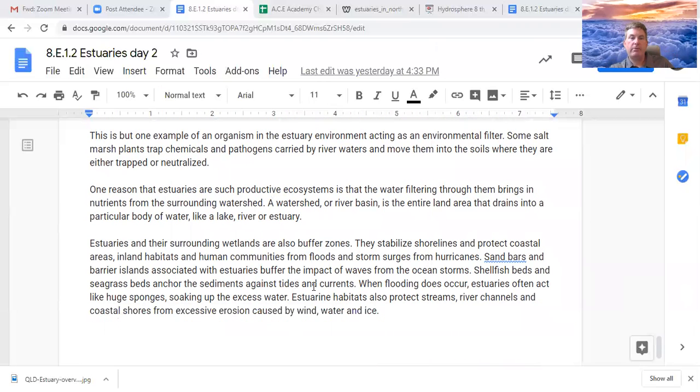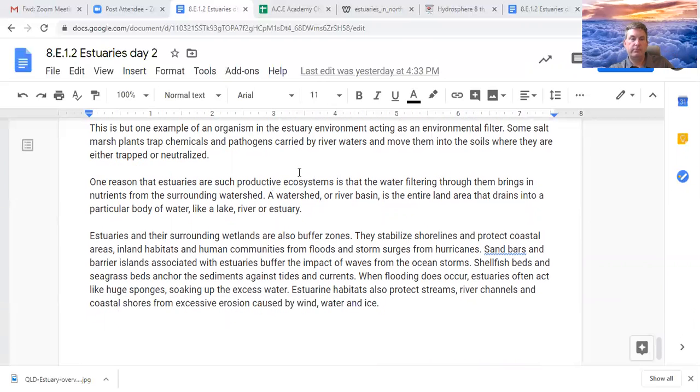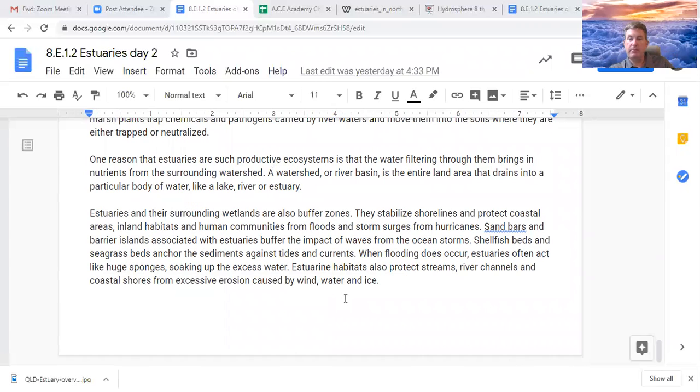So we want to talk a little bit about the other things that we get as a benefit from having estuaries. What I want you to do is go back and read this document thoroughly. You need to print it out for yourself or copy down these notes into your notes, and then from there you'll go on to look at the quizzes and some questions for your do now for today.